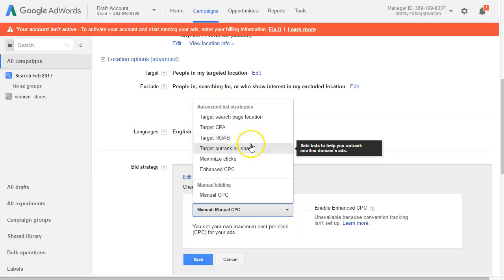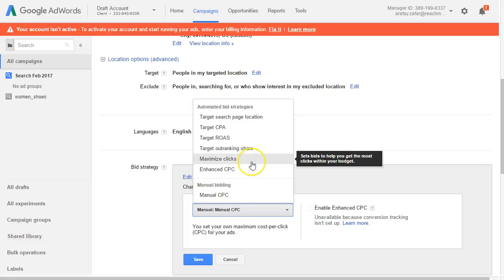Then there's target outranking share. Maybe you want to outrank a certain competitor, but that again depends upon the conversion rate. What if you are not able to convert those clicks as high as your competitor? So target outranking share, although it will help you get a higher position than your competitor, it does not mean that you will make more profit than you could if you use manual cost per click.